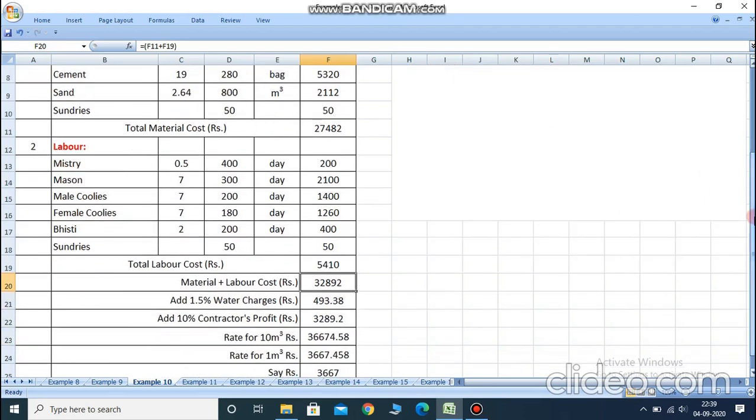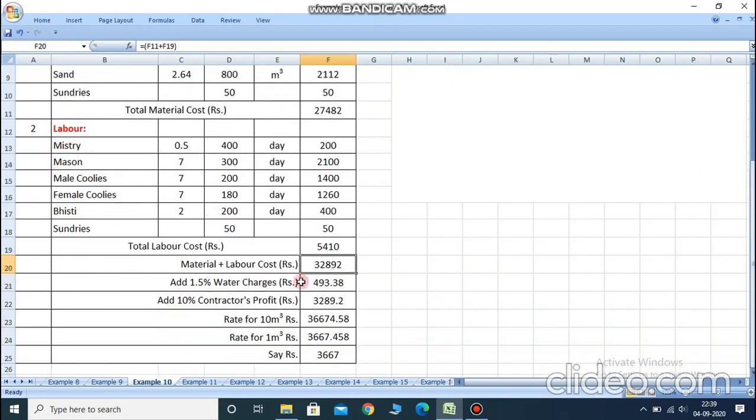Now here we require water. So here we include 1.5% as water charges. So 32,892 multiplied by 1.5%. So here 493.38 is the water charges of the 10 meter cube brickwork of ratio 1:4, and 10% contractor profit.